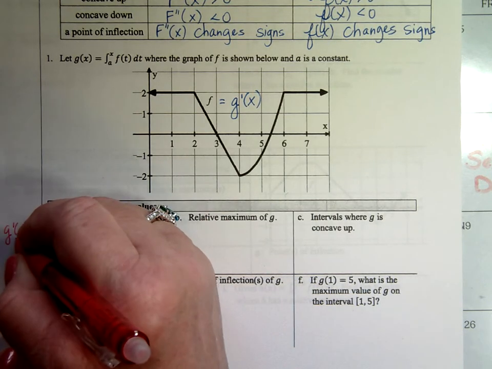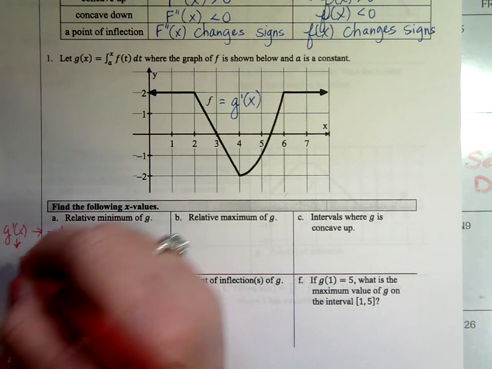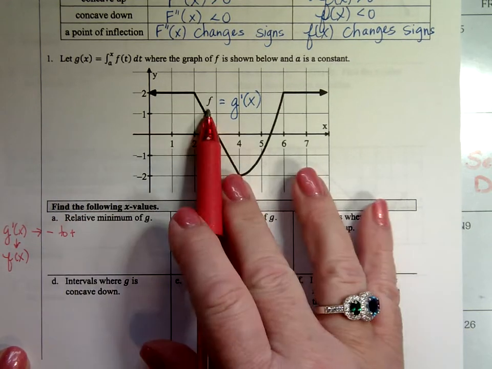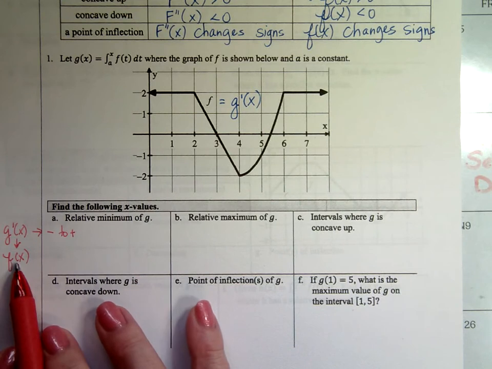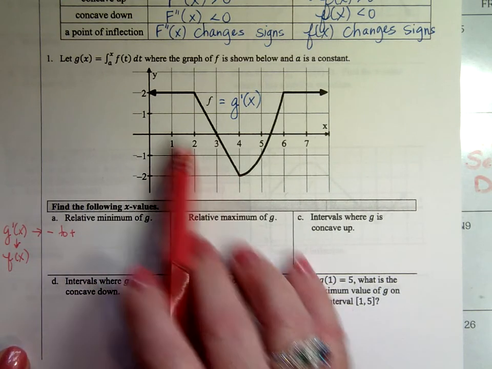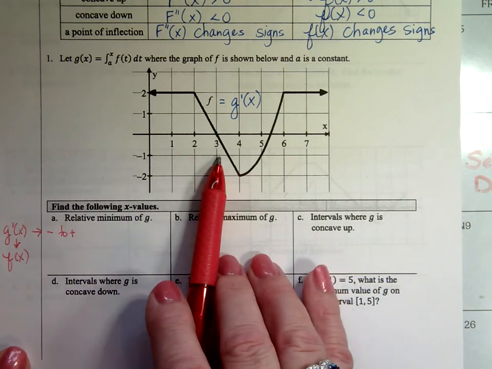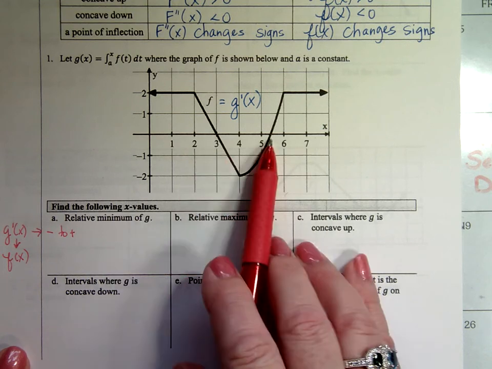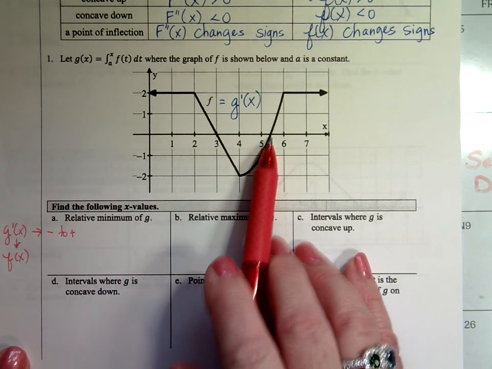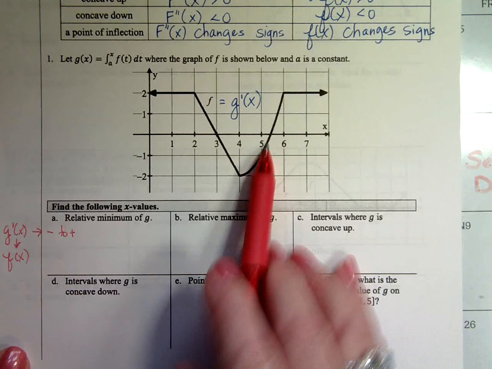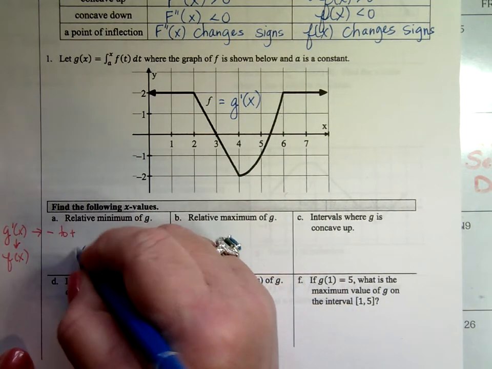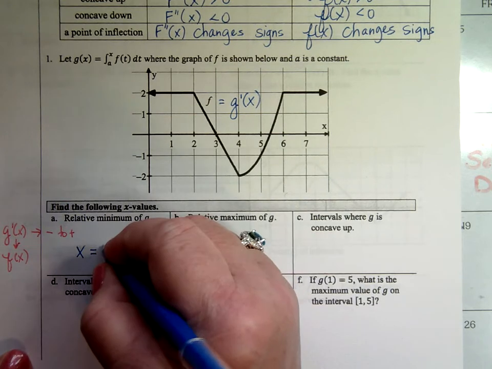But g prime of x is actually f of x, right? G prime of x actually represents the original function. So I'm looking at this function. Where does the function change from negative to positive? And that would be this location right here, right? Because to the left of it, it's negative, below the x-axis. To the right, it's positive. So we have to estimate about where that value is. So it's at x equals, I'm going to say 5.4.